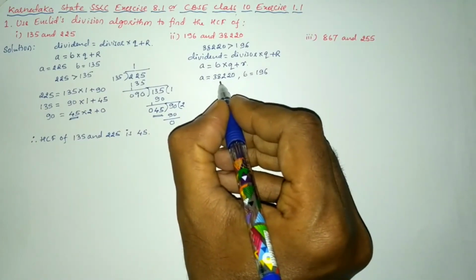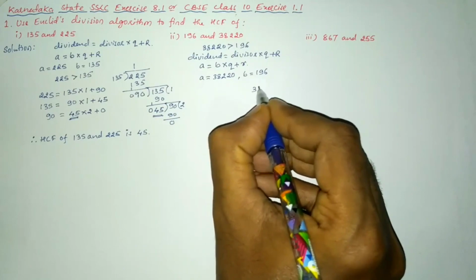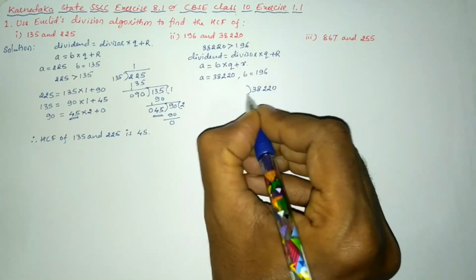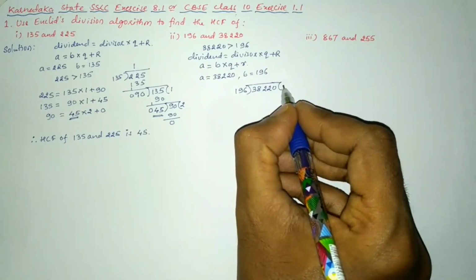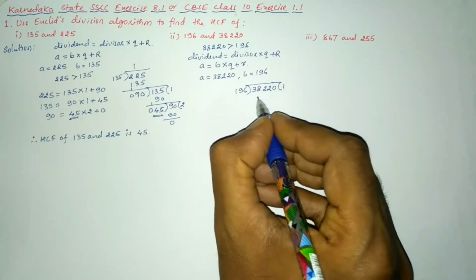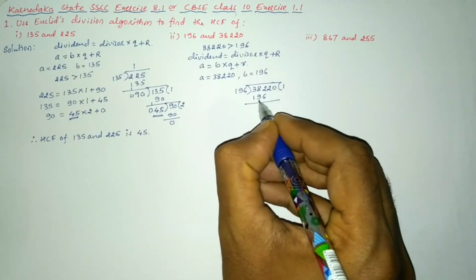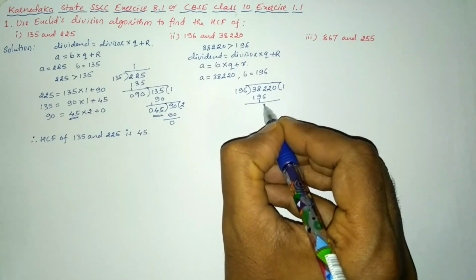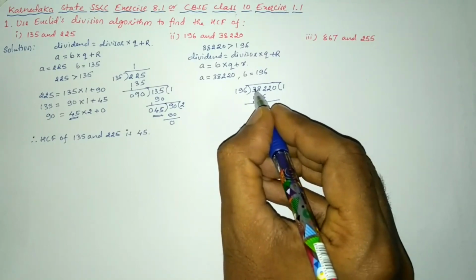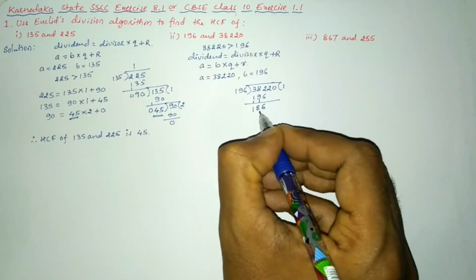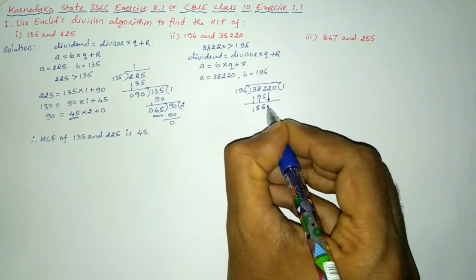Now let us divide 38,220 by 196. So let us write here 38,220. So divide this by 196. So 196 ones are 196. Here we'll write 196 and let us subtract this 196 from 382. So let us take carry. 12 minus 6 gives us 6. Next again take carry. 18 minus 10 gives us 8. 3 minus 2 gives us 1. So here 186 is less than 196. Let us bring down this 2 here.